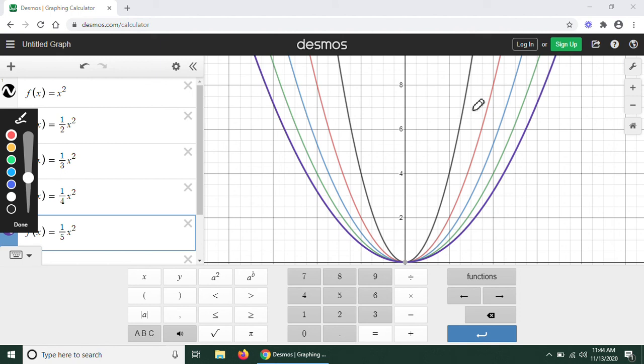The other reason it is called a vertical compression is, as I said to you repeatedly, whenever we apply something to the outside of the parent function, there is going to be a vertical change. So we applied fractions to the outside of the parent function and it led to a vertical change, and that vertical change is called a vertical compression.